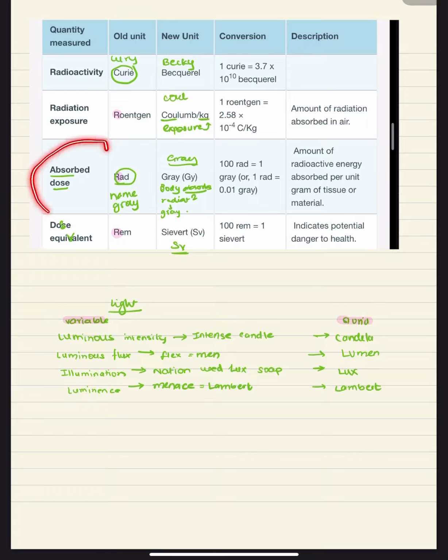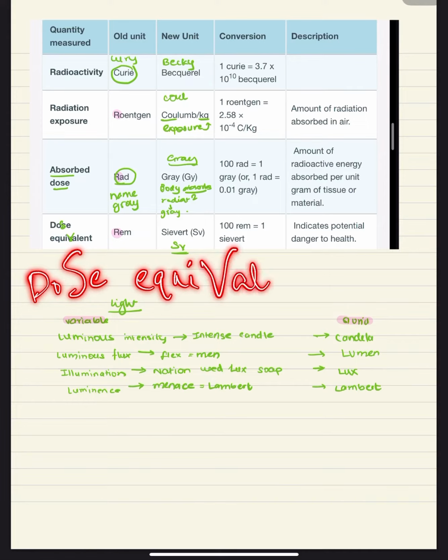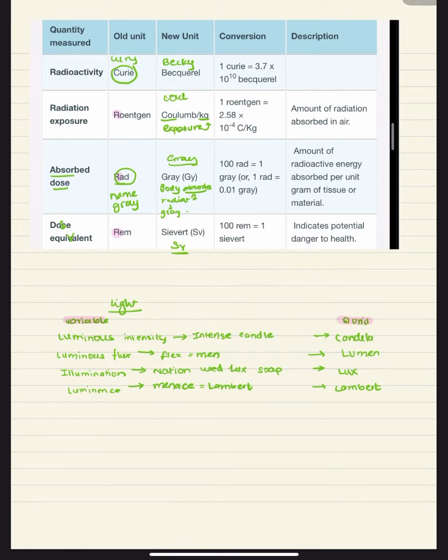Coming to absorbed dose, so whenever body absorbs something like radiation, the body becomes gray. So body absorbs radiation and becomes gray. So that is why the unit is gray. Whereas dose equivalent has SV. See, dose equivalent has SV. So what is common? S and V. That is why the unit is sievert.